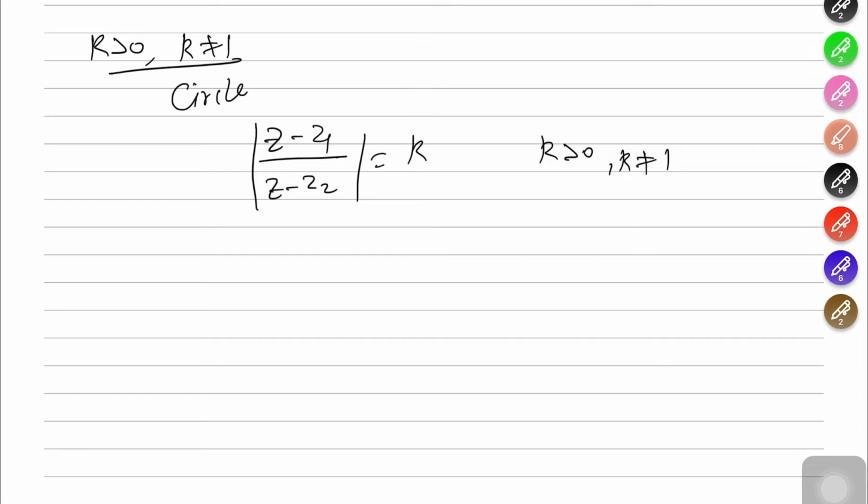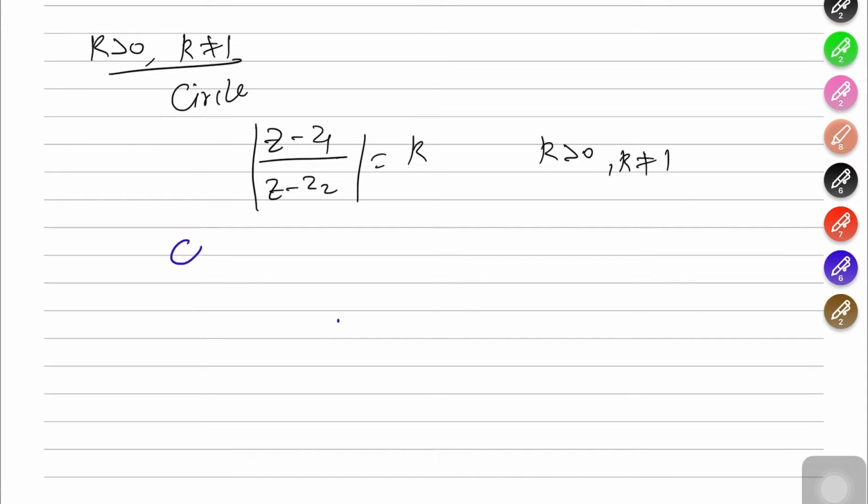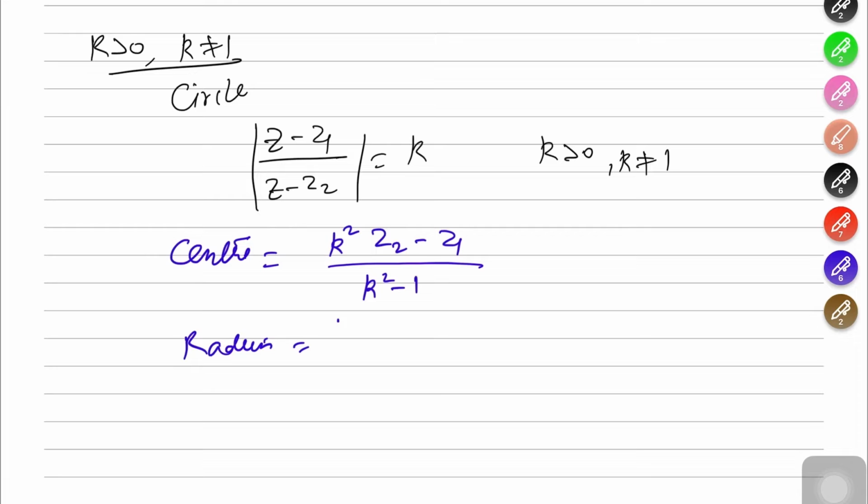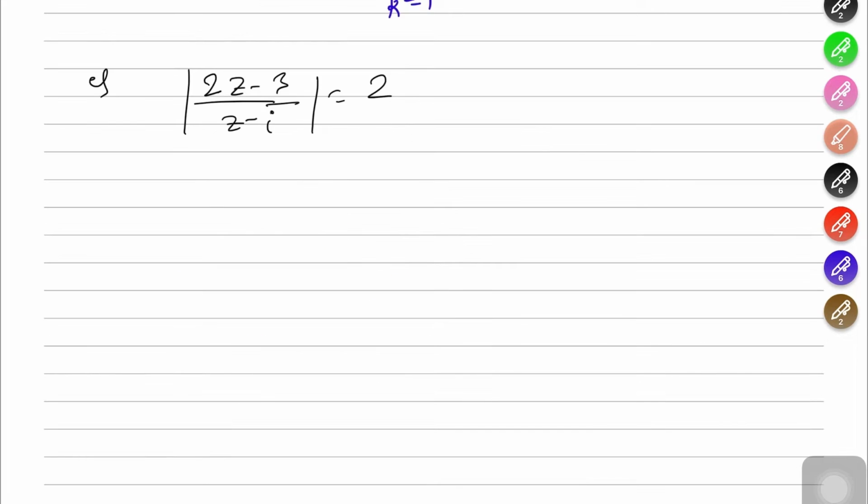And what kind of circle? With center (K square Z2 minus Z1) upon (K square minus 1) and radius. So this is the center and radius is K times |Z1 minus Z2| divided by |K square minus 1|.